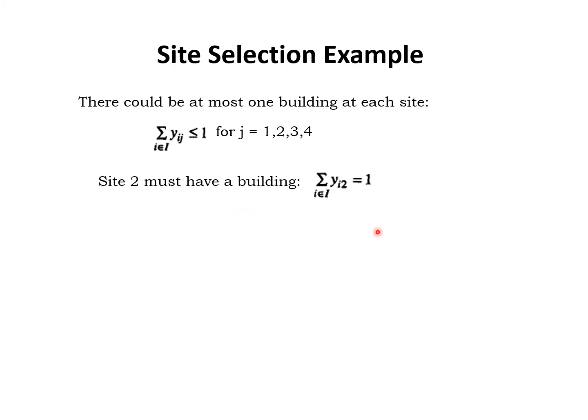So that means they force you to build on site 2 for whatever reason, that you need to have a building on site 2. So look at this, the summation over I. It doesn't matter which design you use. It could be A, B, or C, but J2 must have a equal to 1. So one of these must be used. So here they're forcing you to build on site 2 regardless of the design you select.